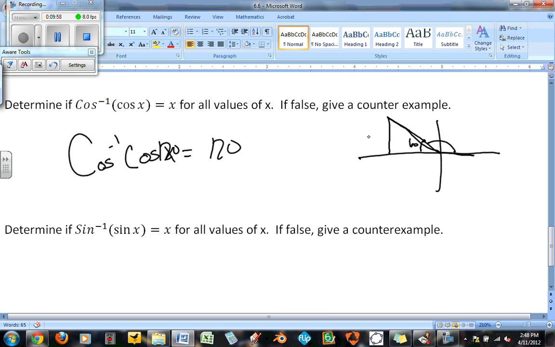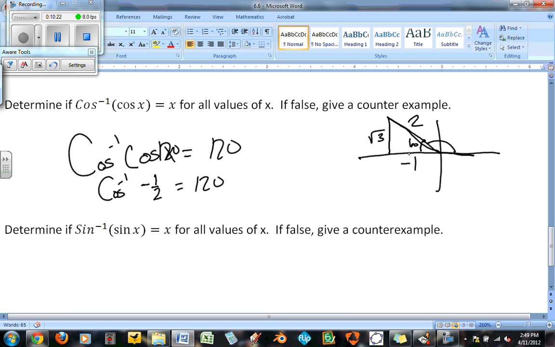This means that this would be square root of 3. This would be negative 1. This would be 2, using my special right triangles. The cosine of 120 is negative 1 half. All right. And then the capital cosine inverse of negative 1 half, does that equal 120? Yeah, it does.